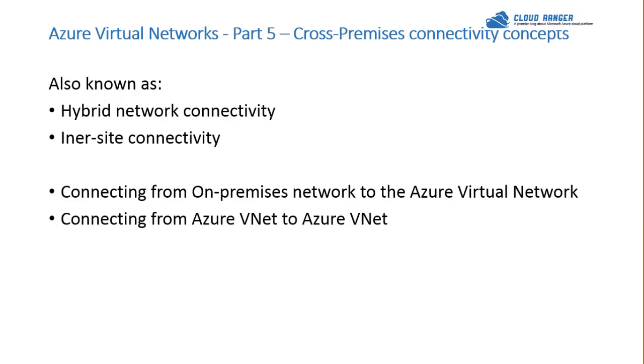And not only is this cross-premises connectivity from your on-premises, it could be from an Azure virtual network to a virtual network. Think about this one. You have your subscription where you have a virtual network and you are connecting to infrastructure to your on-premises network. However, what the second one here, Azure VNet to Azure VNet, means is that you could have multiple subscriptions and you could connect them as if they're two separate sites.